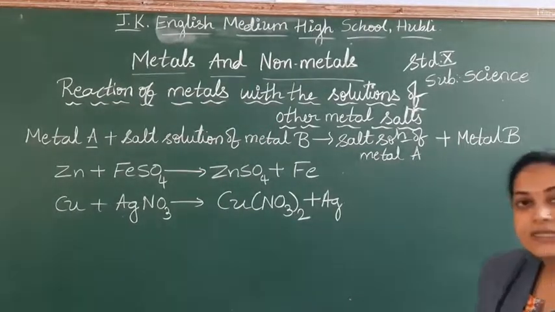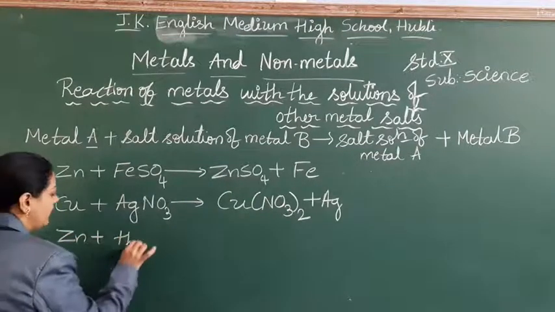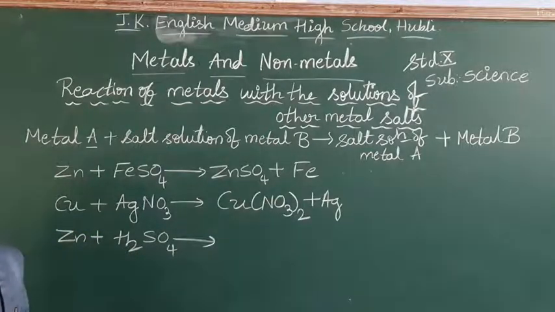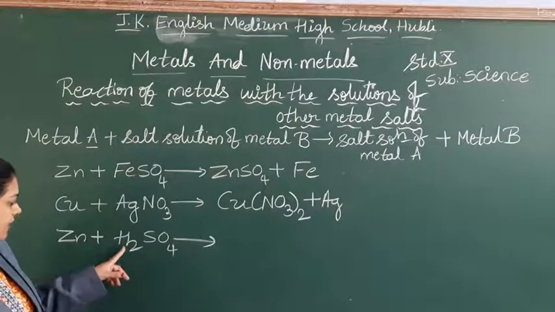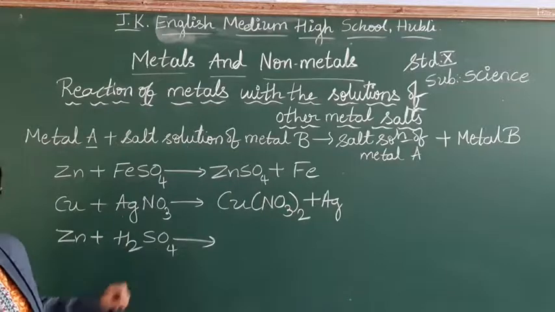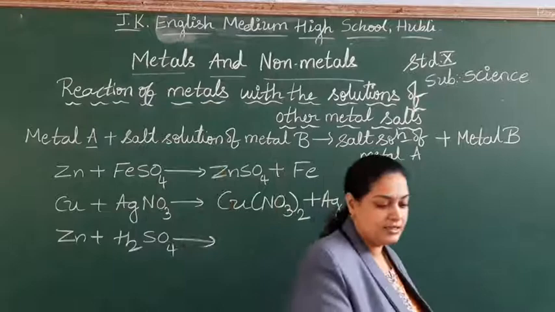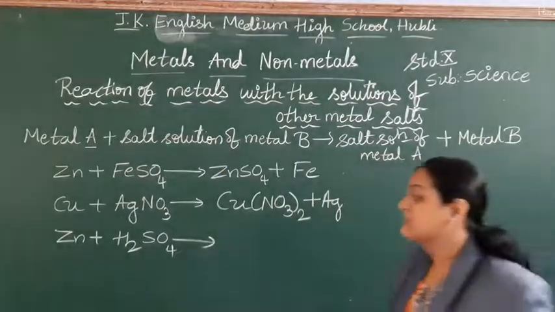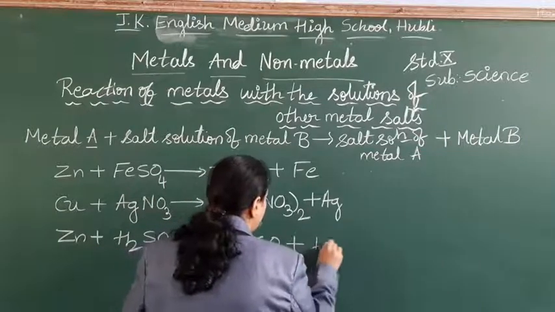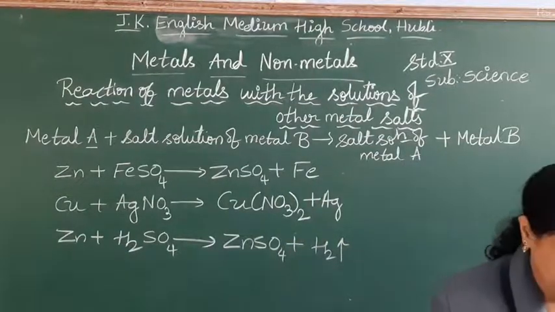One more. Zinc plus sulfuric acid. You can take this as a sulfuric acid, or I can say as iron and hydrogen is with its aqueous solution of the salt. Like that we can take, right? So when zinc reacts with the sulfuric acid, what you can get, students? Zinc sulfate, ZnSO4, with the liberation of hydrogen gas. Hydrogen gas will get liberated out.